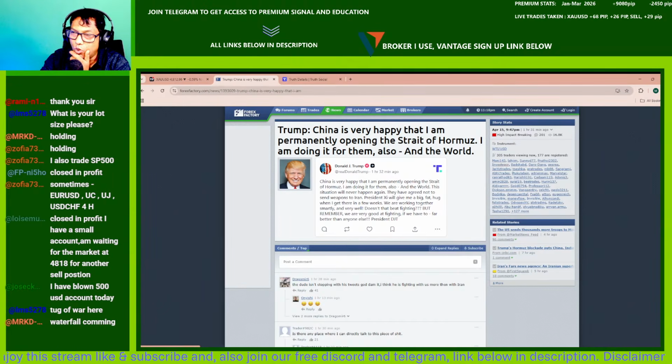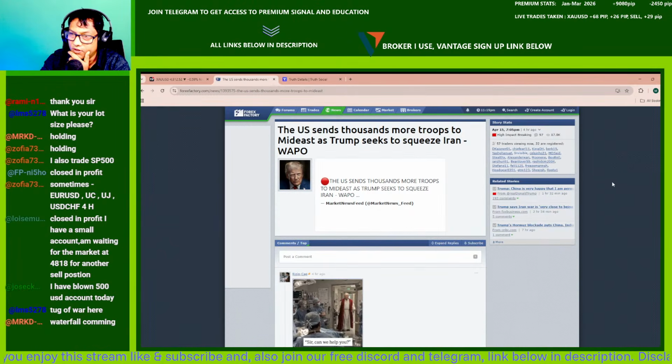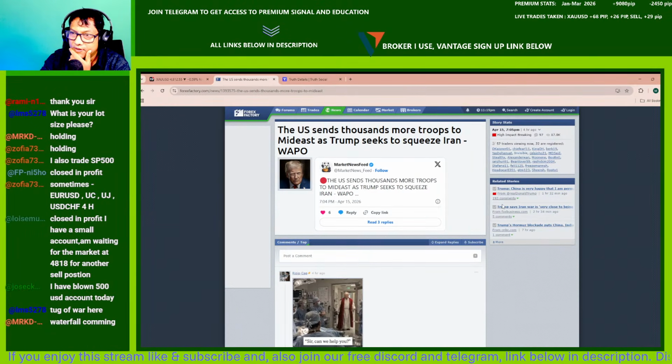Okay, so I think that's where the volatility comes. There is another one that I think came earlier: the US sends thousands more troops to Middle East as Trump seeks to squeeze Iran. WAPO.